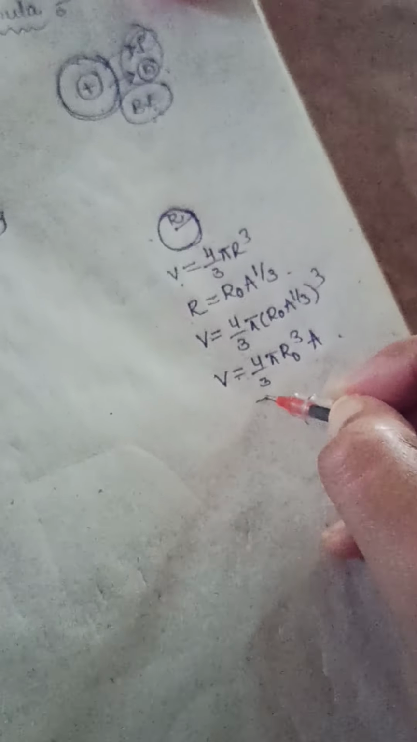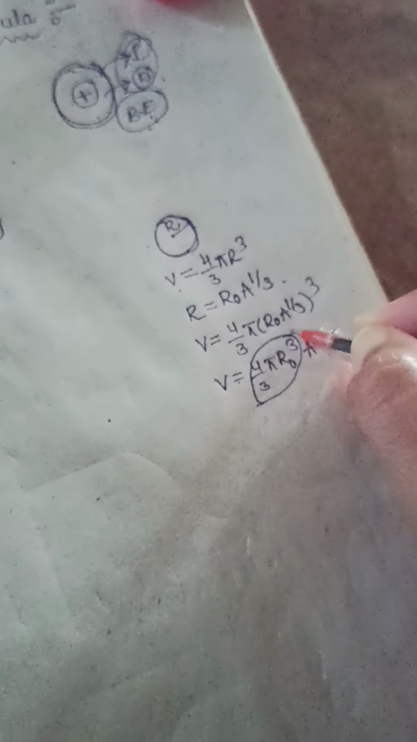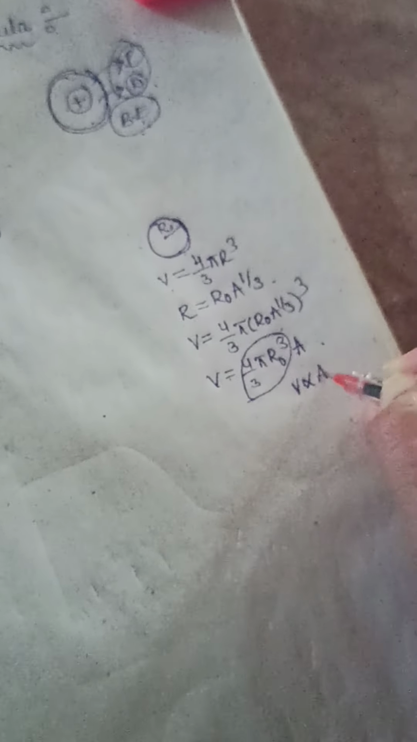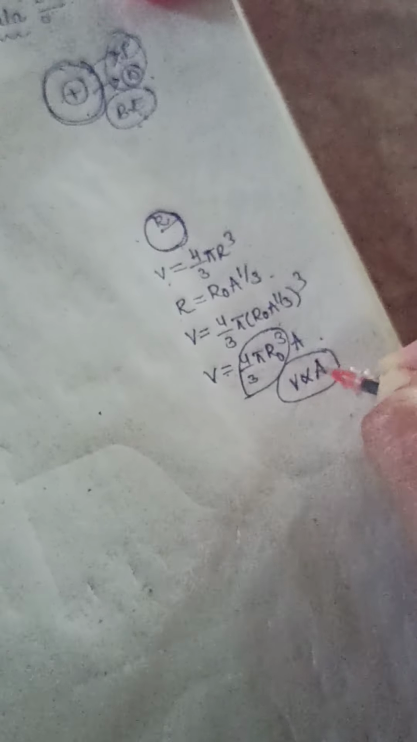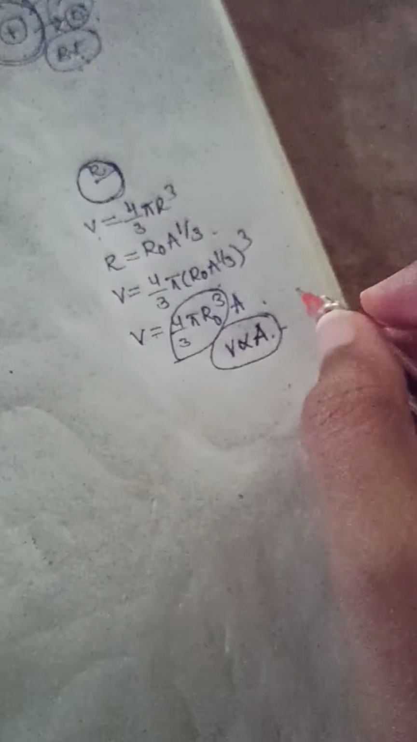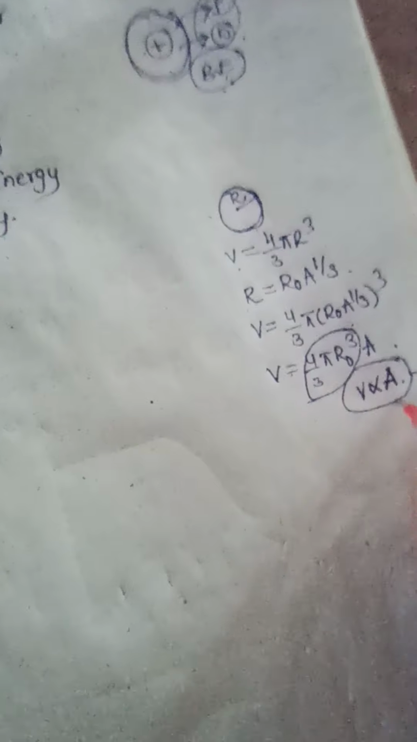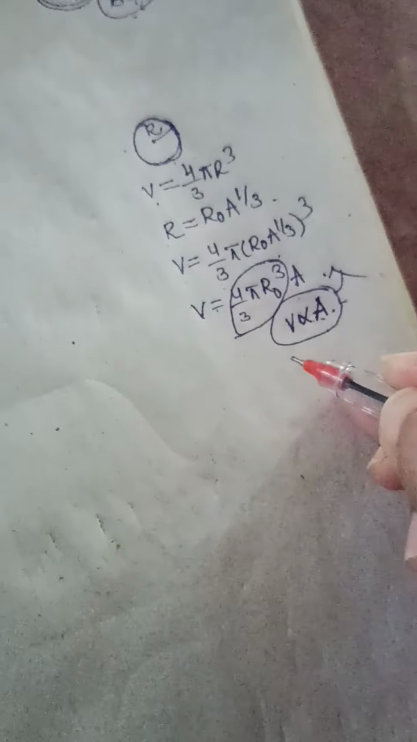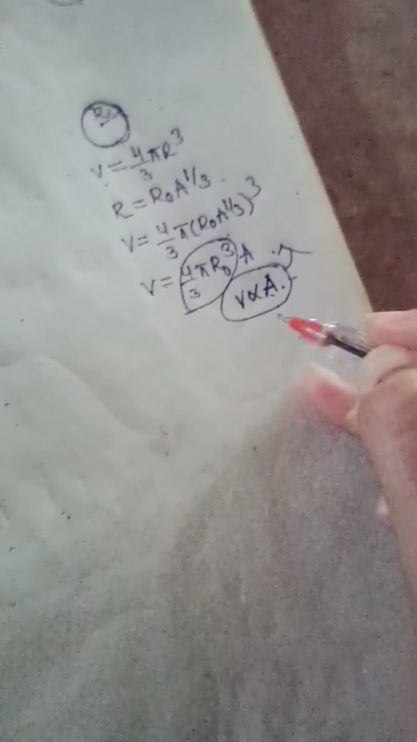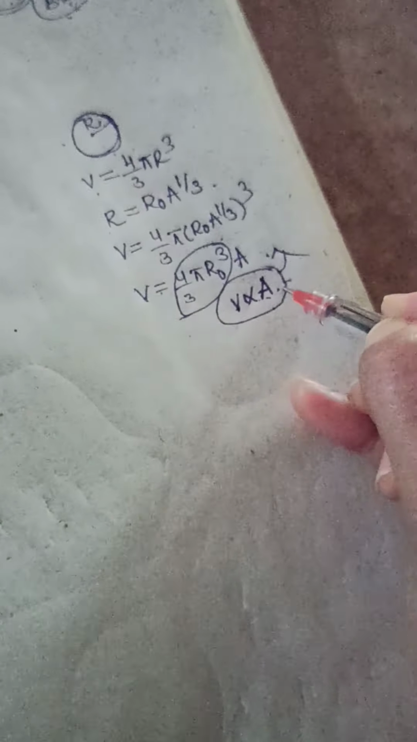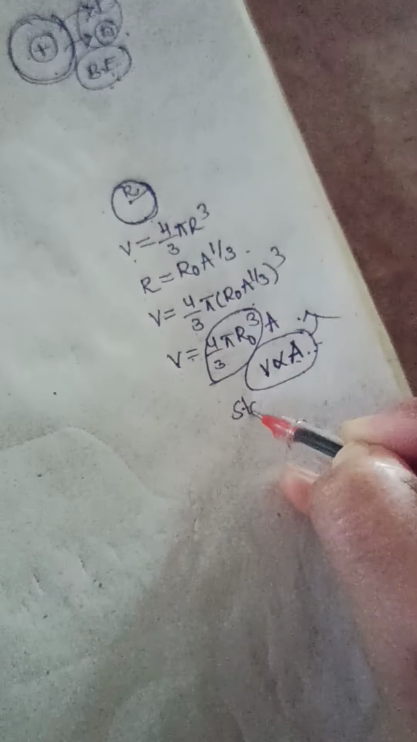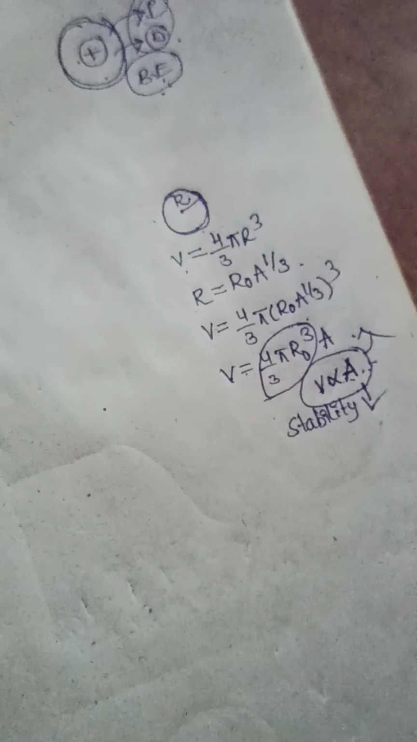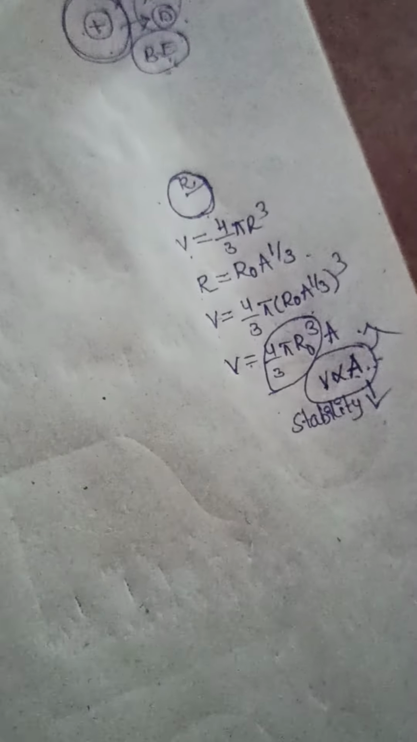Now see here, 4/3 pi r naught cube is a constant. The volume of the nucleus is directly proportional to the mass number A of the nucleus. The volume completely depends on the mass. If the volume increases, the mass number also increases, and then the stability of the nucleus decreases.